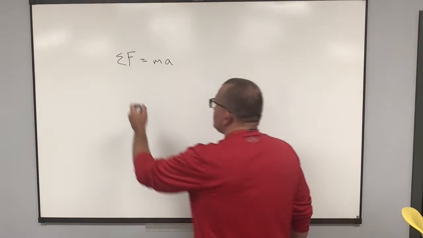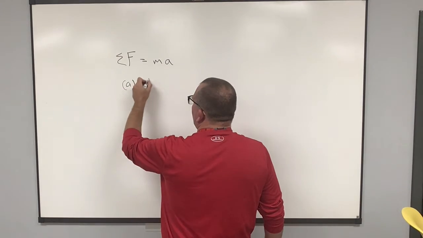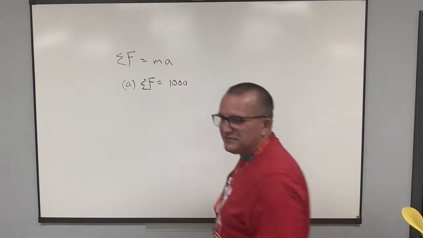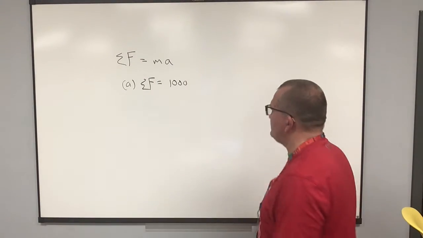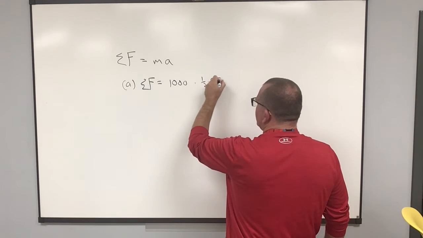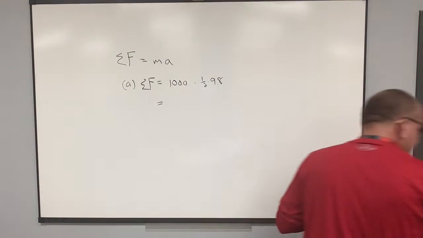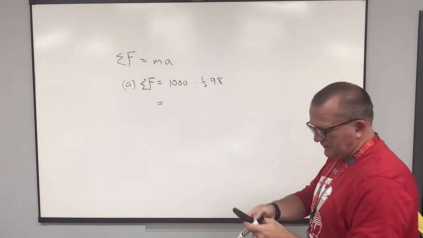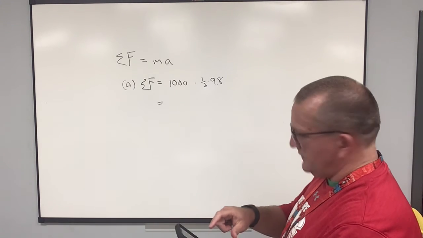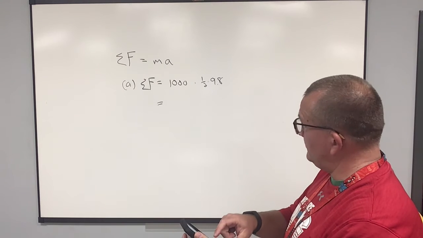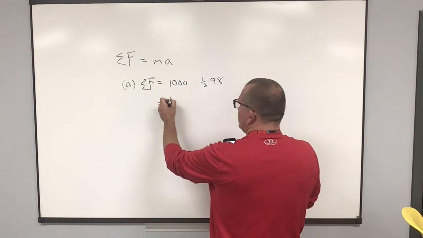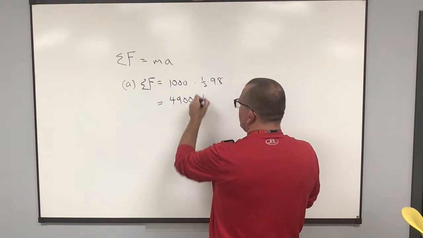So for letter A, our force is what we're solving for, the force required. Our mass has to be in kilograms, so I have a 1,000 kilogram car at 1/2 g. g is 9.8, so it's 1/2 times 9.8. Get the calculator out: 1,000 times 1/2 times 9.8, and I get 4,900 newtons.